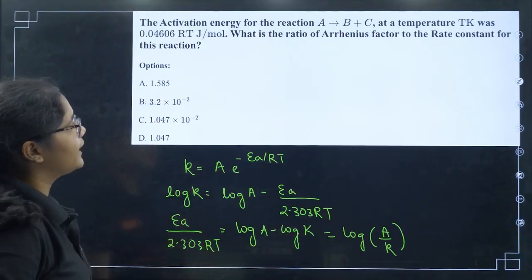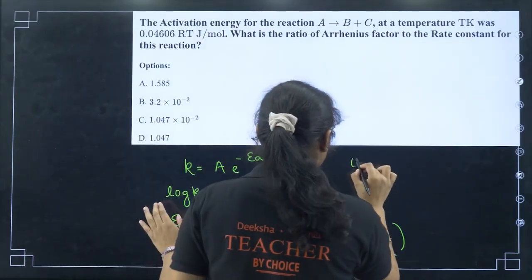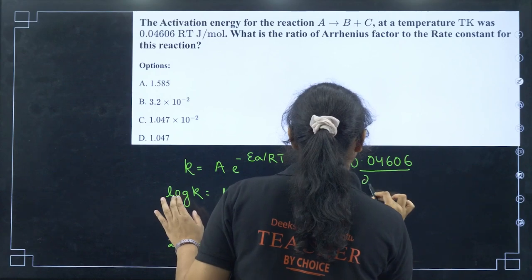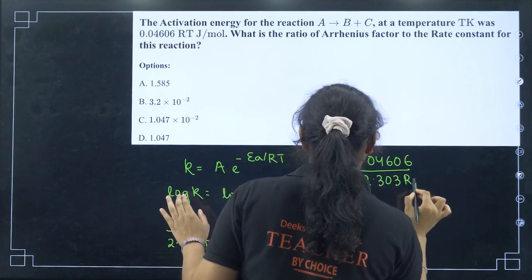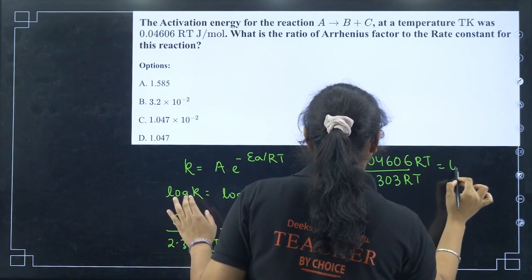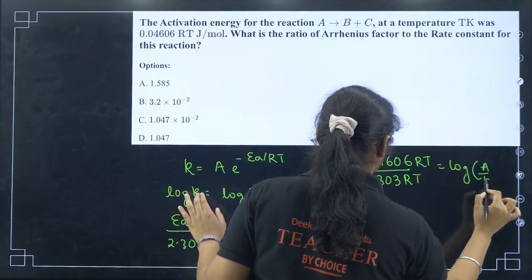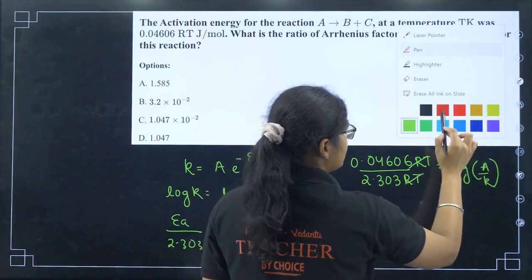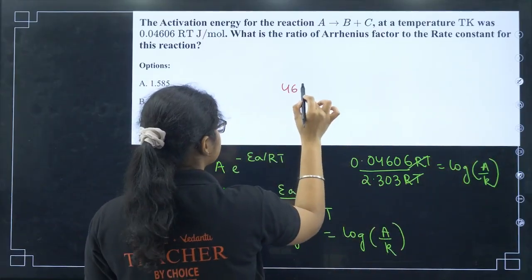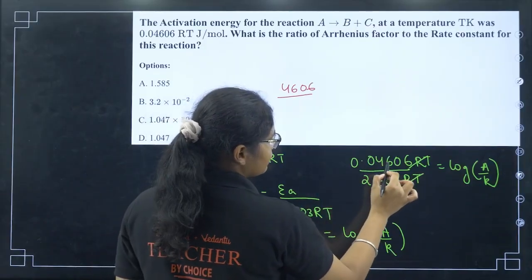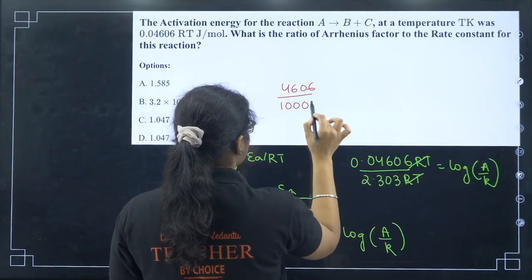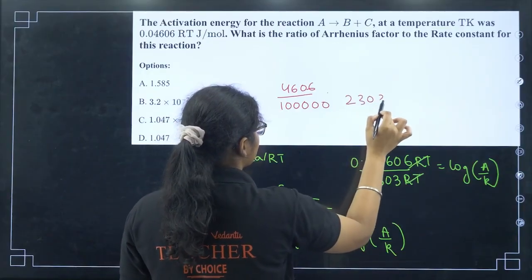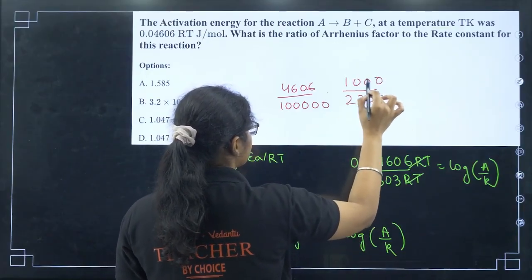Now what is the value of EA here? EA is 0.04606 RT, so 0.04606 RT by 2.303 RT is equal to log of A by K. Next, now if I want to solve it, RT can get cancelled, right? Now we have here 4606 divided by 2303.